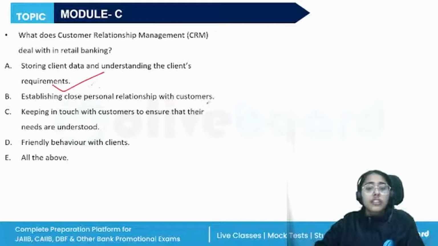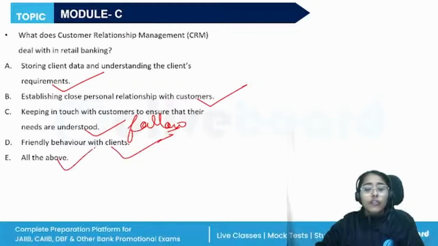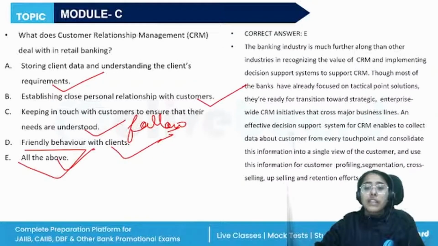Yes, establishing close personal relationship with the customer on a dynamic basis. Updated needs and requirements should be known by the bank. Keeping in touch with the customers to ensure that their needs are understood. So follow up on the service and products, friendly behavior with our clients, and all of the above. So all of the above is correct.